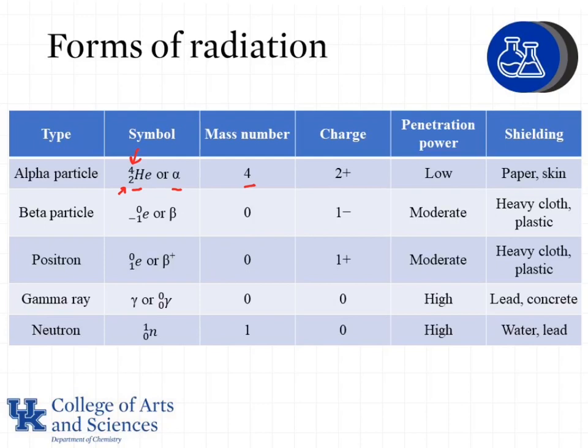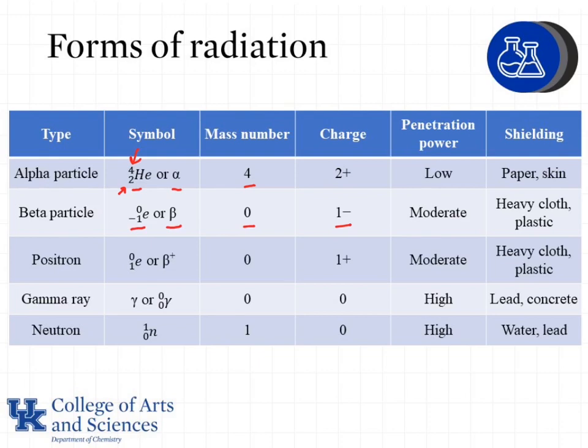A beta particle is the same thing as an electron, so we use the notation 0 over minus 1 e, or a beta. Our mass number is 0, and our charge is minus 1. The charge, which is written as the atomic number, is minus 1.